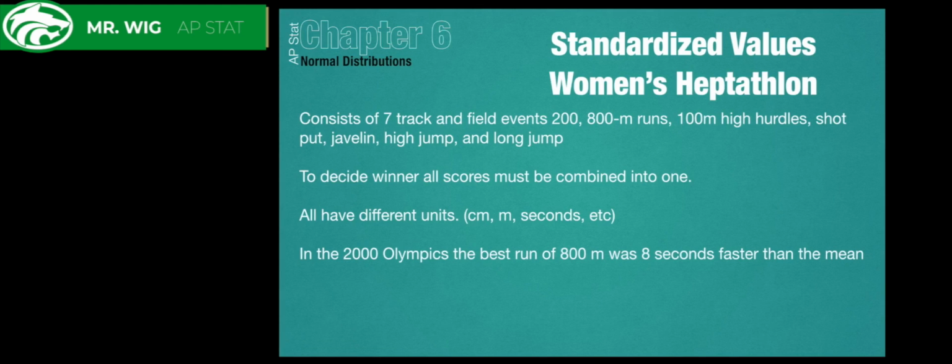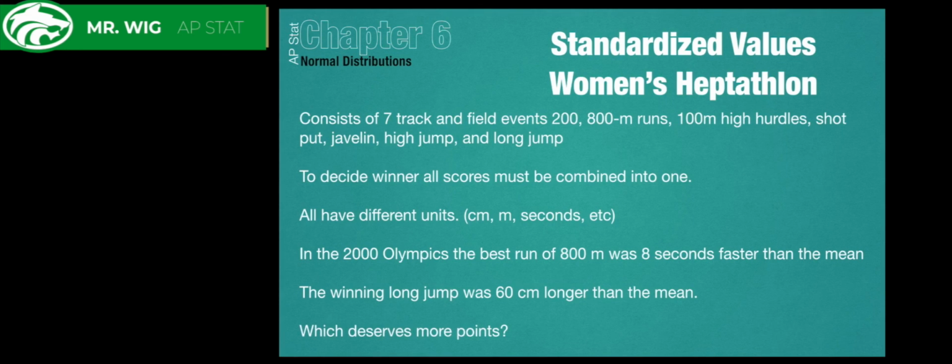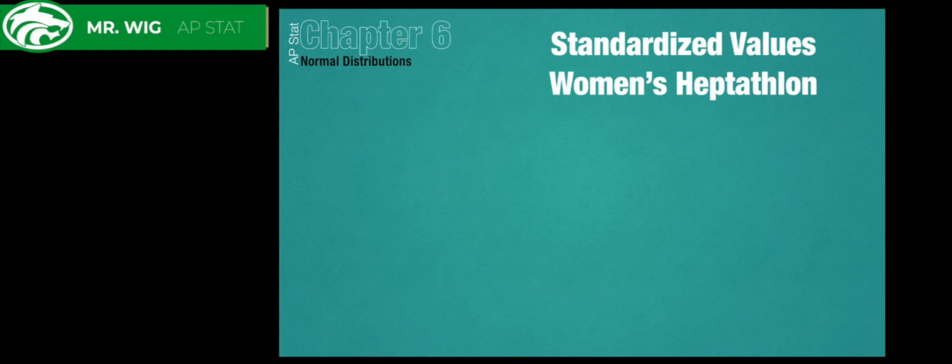Here we have the 800-meter run, which was 8 seconds faster than the mean for that particular year. The winning long jump was 60 centimeters longer than the mean. So we're kind of stuck. We have different units: one is a measure of time, one is a measure of distance. I don't know how to give one thing a better score than another, so we're going to use a Z-score method to figure out which one deserves more points.